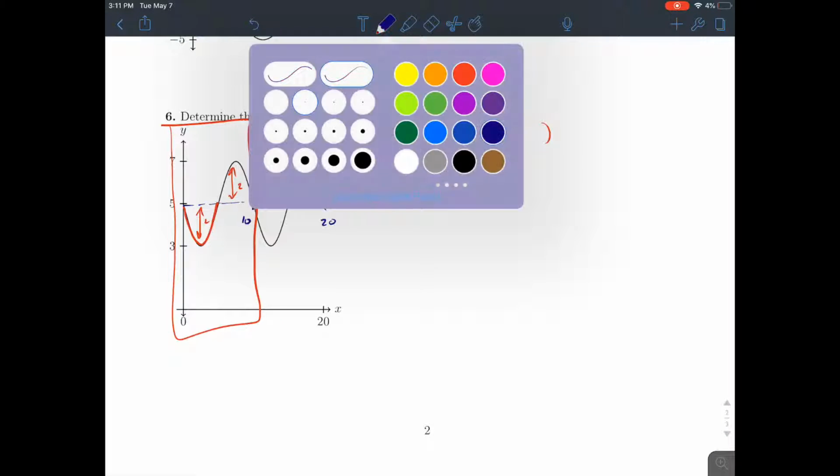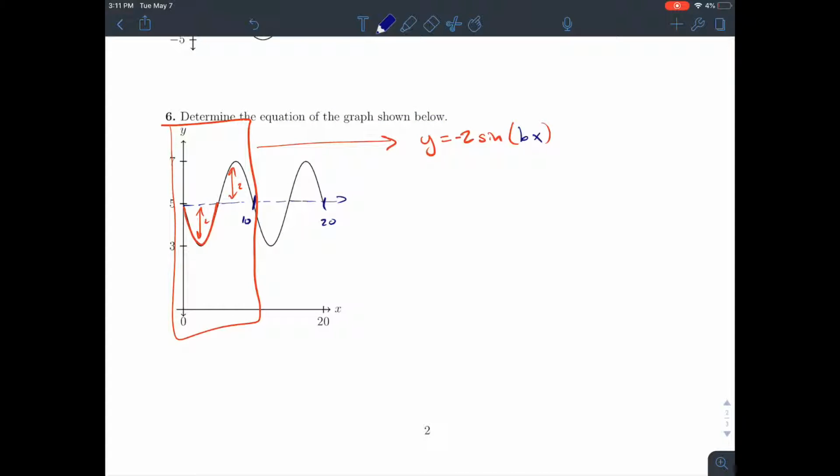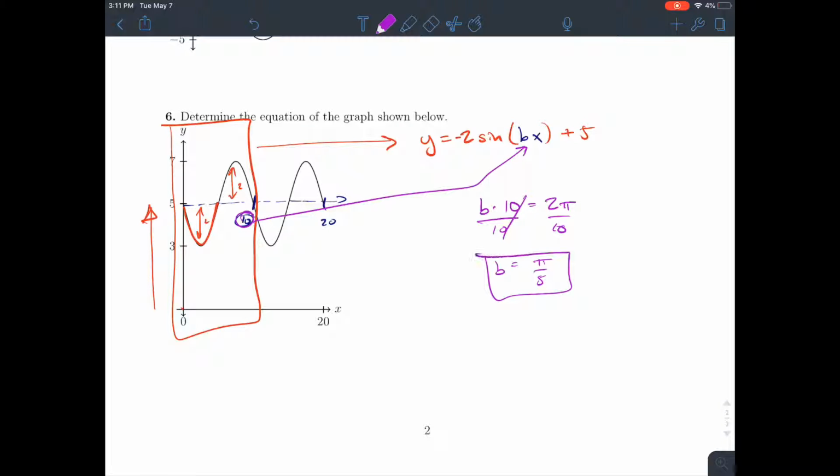And then we need a more complex inside function than we usually have, because our period is not just the standard 2 pi. Finally, the whole graph has been shifted up 5 units, which means that we have to have an exterior plus 5 for the vertical translation. So when we plug in 10 to the inside for x, what should happen is it should complete a full cycle, 2 pi. So we divide by 10 on both sides, and we find that b is equal to pi over 5 when we reduce it. So the final answer is y equals negative 2 sine pi over 5x plus 5.